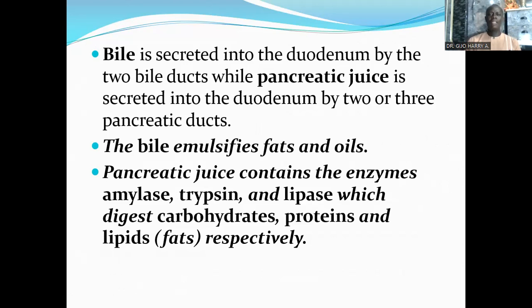emulsifies fats and oils. The pancreatic juice contains the enzymes amylase, trypsin, and lipase, which digest carbohydrates, proteins, and lipids, respectively. The pancreatic juice that is produced and introduced into the duodenum contains amylase, and the amylase digests carbohydrates, while trypsin digests proteins, and lipase is responsible for the breakdown of lipids or fats.